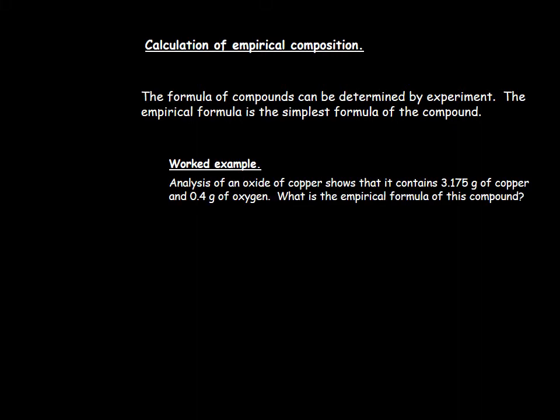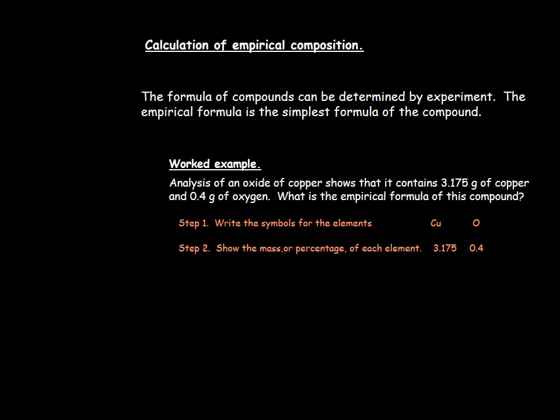So let's look at this question. Analysis of an oxide of copper shows that it contains 3.175 grams of copper and 0.4 grams of oxygen. What is the empirical formula of this compound? Well, there is a series of steps that you need to follow in order to answer a question like that. Step one, you have to identify the actual elements that you're dealing with in the question. In this case, it's copper and oxygen.